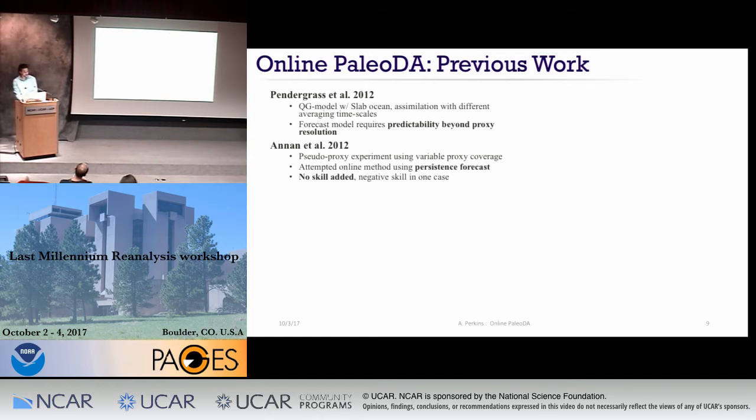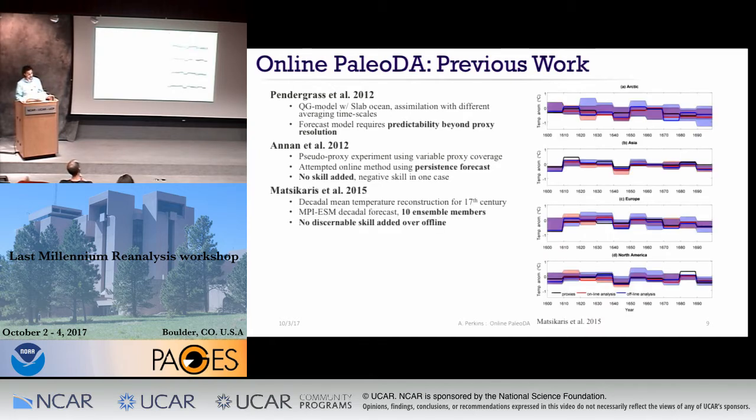Another study, Anon et al. in 2012, was looking at how proxy sparsity affected some of these spatial reconstructions. They tried a persistence forecast, and in that case, they found for their spatial fields, no skill was added, and in some cases, it even made it worse than that. So not a successful online approach.